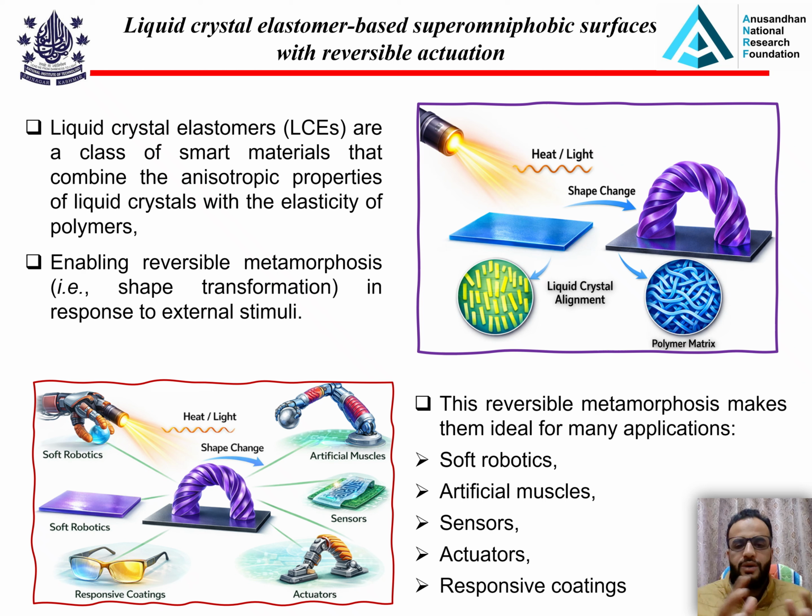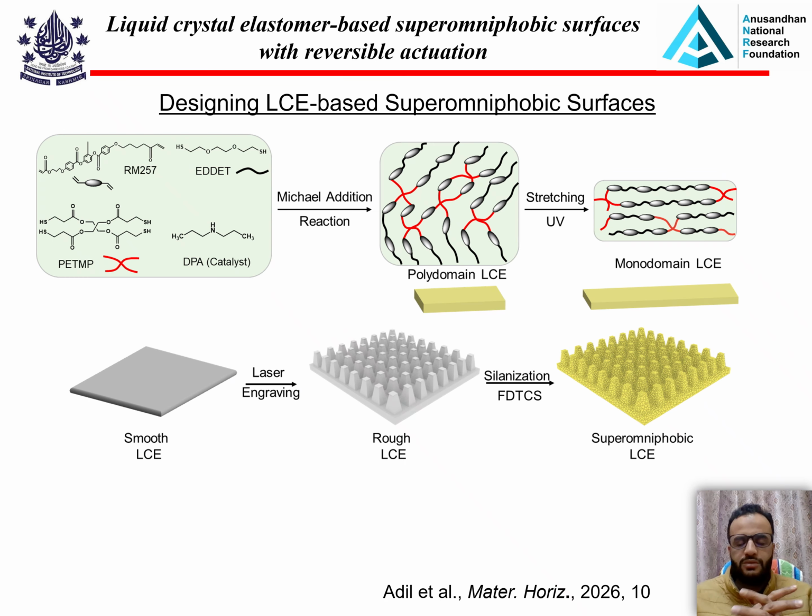This reversible metamorphosis makes them ideal for many applications like robotics, artificial muscles, responsive coatings, actuators, and so on. So in this project, we take liquid crystal elastomer as an example. So how do we first design the liquid crystal elastomer?